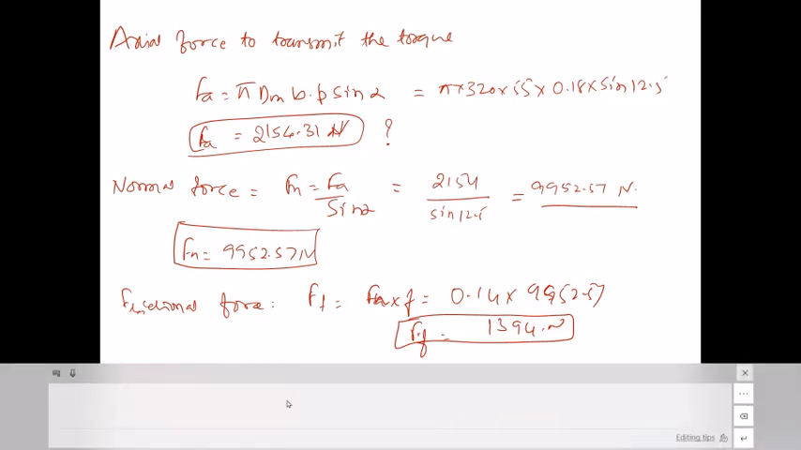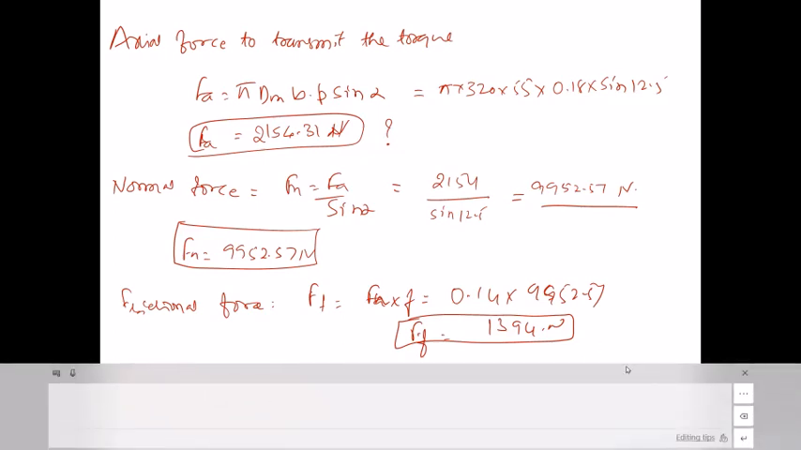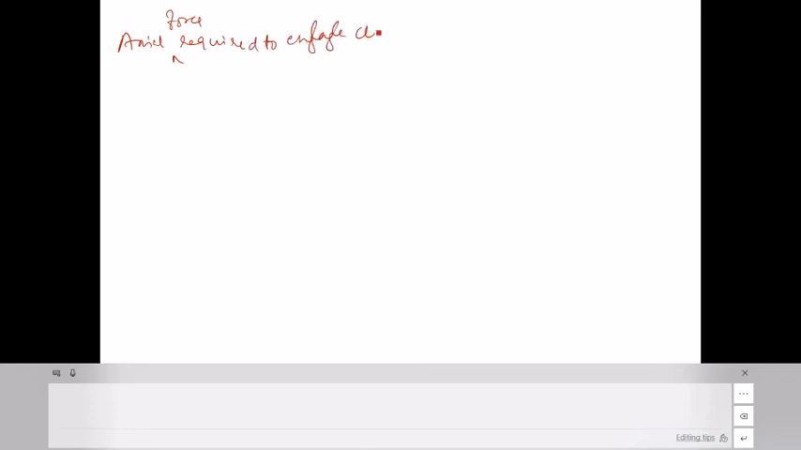So next you calculate the frictional force. So Ff equal to Fn into f. So frictional force, Fn into f. Now 0.14 into 9952.57, we will get 1394 newton here.